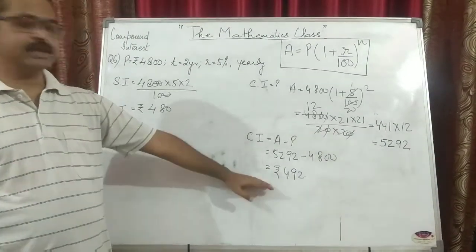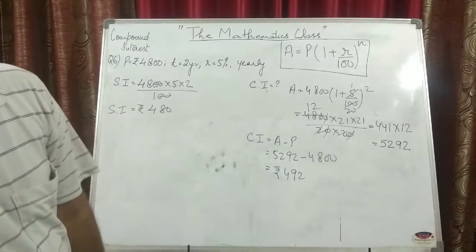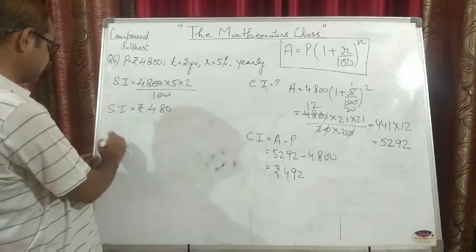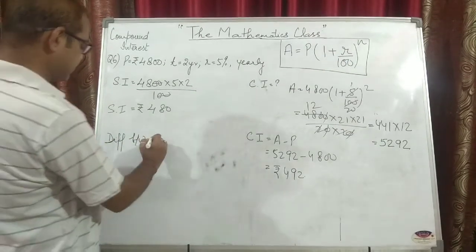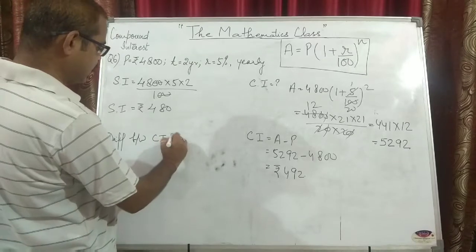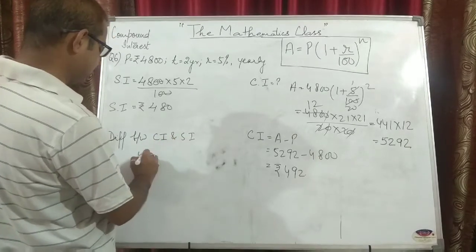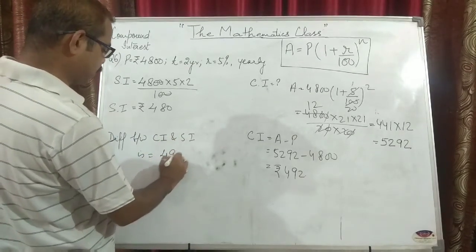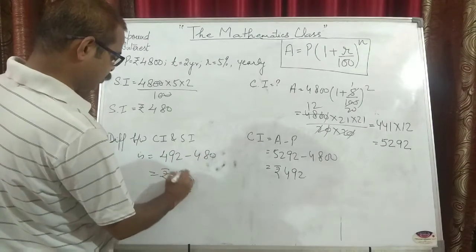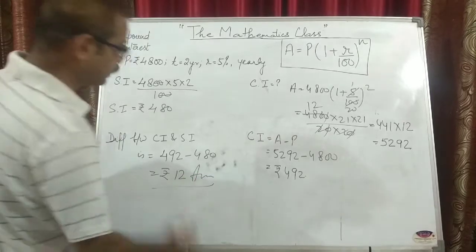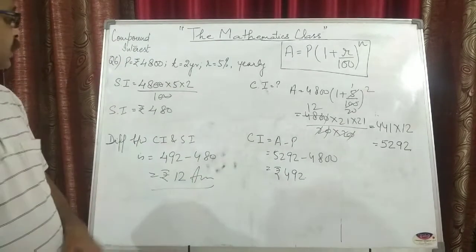So which is more? Obviously compound interest is more, and in this you have to find the difference. So the difference between CI and SI is how much? 492 is CI minus 480. So how much is left? 12 rupees is the final difference. I hope this is understood.